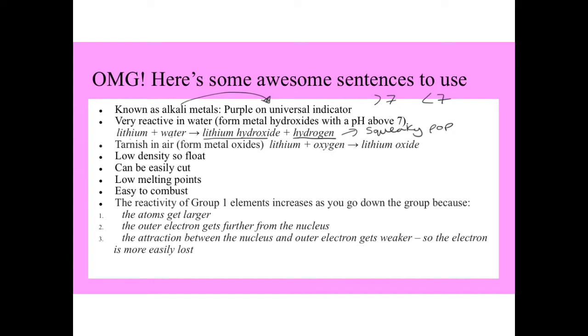They tarnish in air. When you put them in the air they react with oxygen to form oxides, so as soon as they're in the air they will tarnish, and they won't look clean-cut or shiny anymore. They're low density, they're the only metals that will float in water, and they can be easily cut, again an unusual property of a metal. They have low melting points, again a weird property of metals. They combust easily, so they are easy to add to oxygen or fire to burn.